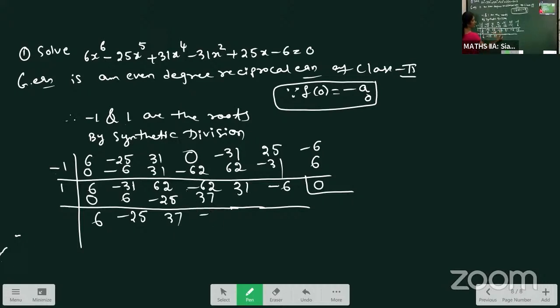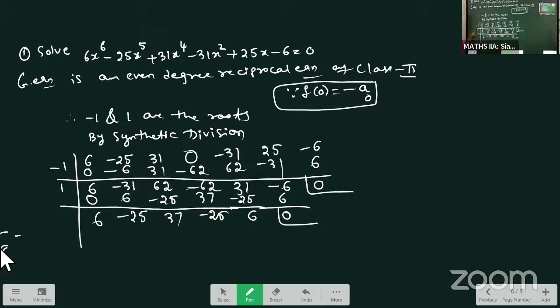Minus 62 plus 37, minus 25. 1 into minus 25, minus 25. 31 minus 25, 6. 1 into 6, 6. Minus 6 plus 6 is 0.